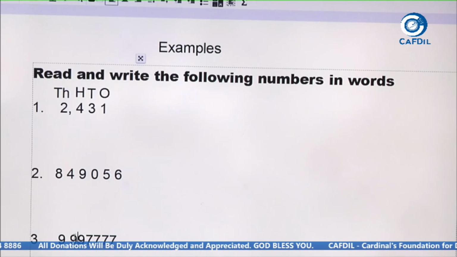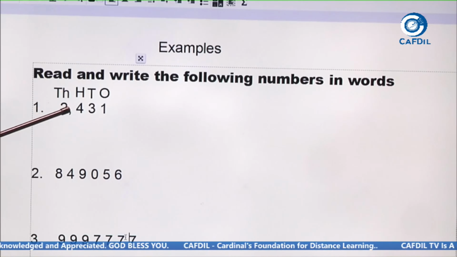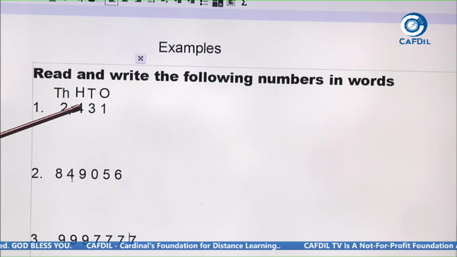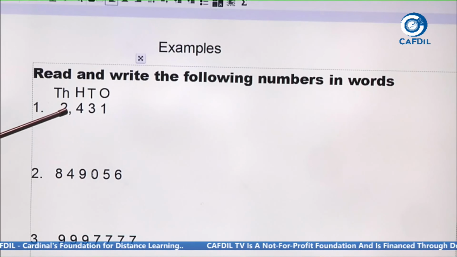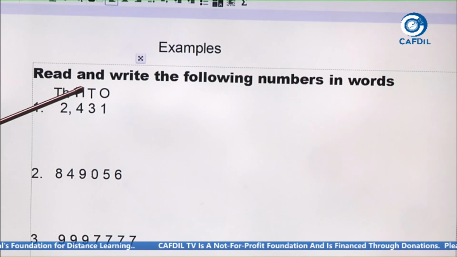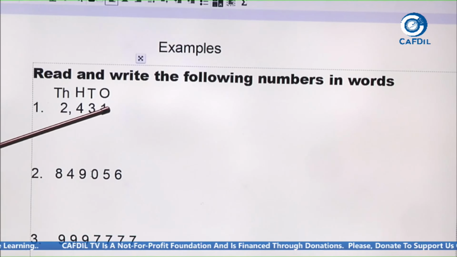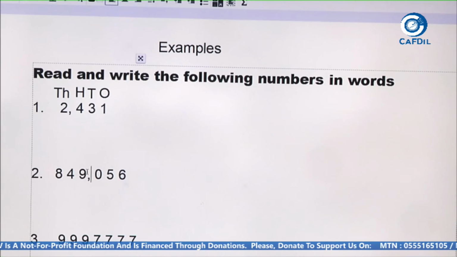So we are going to read. So here is 2,000. So 2,000, you bring your comma. 431. 2,431. That is how this number here is read. So we are going to write it in words.